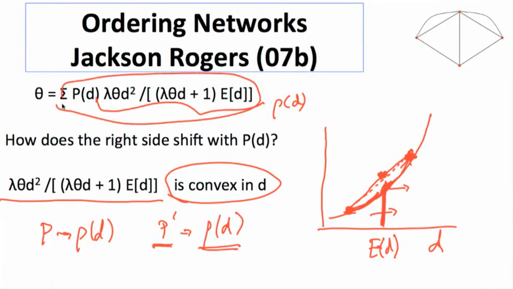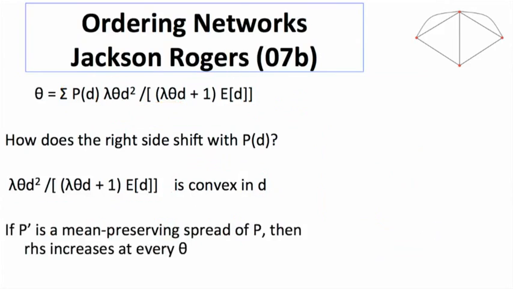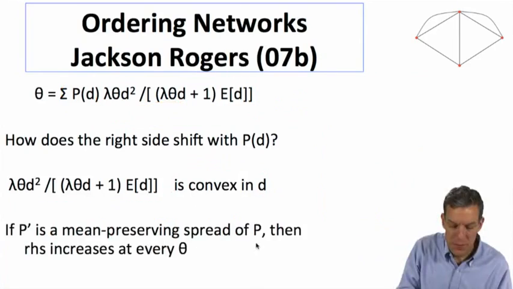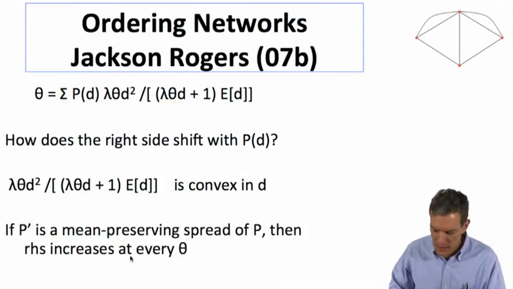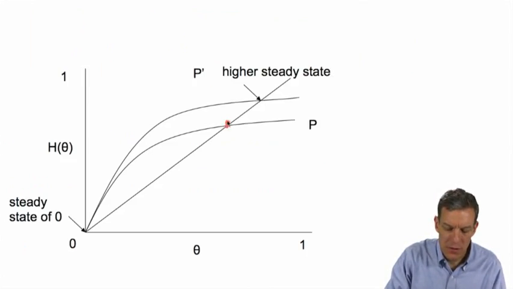Okay? So this is a form of what's known as second-order stochastic dominance, where you fix the mean. So taking mean preserving spreads on convex functions gives you a higher expectation. Since this is a convex function, we can say that mean preserving spread is also going to increase things. And this is why, even though you're losing some degree on some nodes, you're increasing it on other nodes. The fact that those are hubs actually increases the expectation overall. So if p prime is a mean preserving spread of p, then the right-hand side increases at every theta. And so it increases everywhere. We end up with a higher steady state.